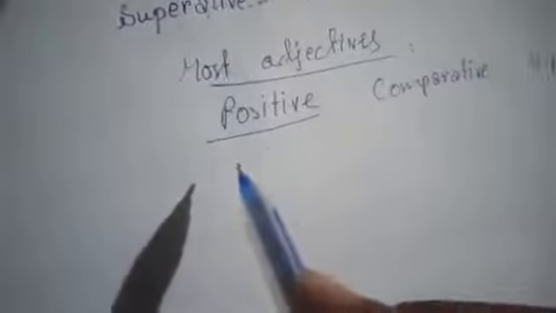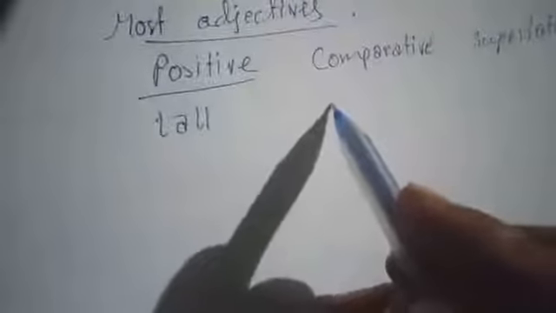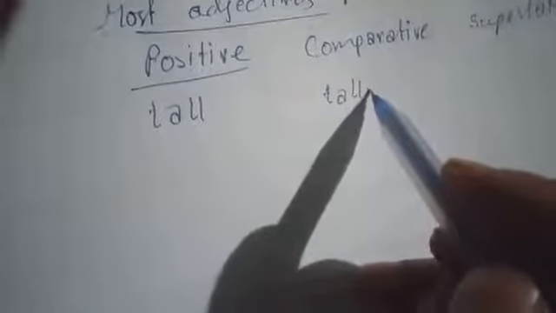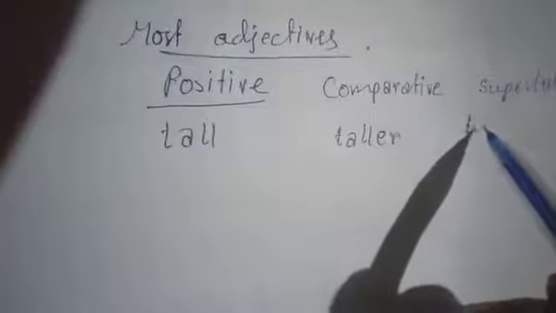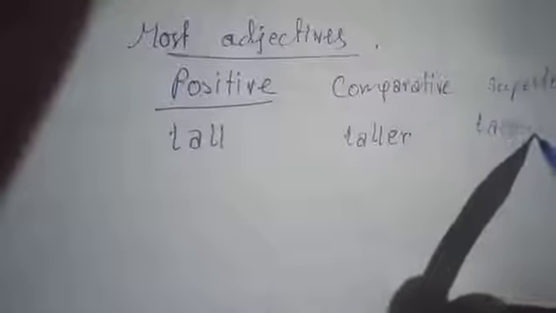Now let's check one. Suppose the word is tall. What will we use in comparative? It will be taller. TALL, after that what are we adding? We are adding er. And in superlative, what will we add? est, right? So that word will be tallest.